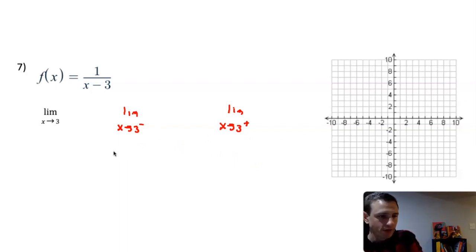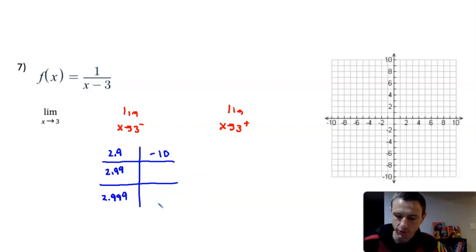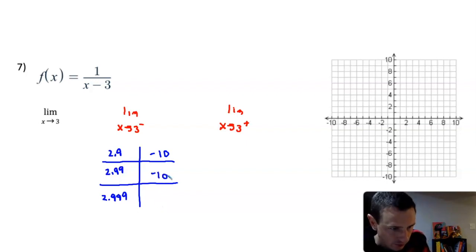So let's see, 3 from the left, we want to take some x values. X approaches 3 from the left, so that's going to be 2.9, and then 2.99, and then 2.999. Let's go ahead and fire those out real quick. So 1 divided by 2.9 minus 3 is going to be negative 10. It's kind of interesting. Let's try 2.99. So 1 divided by 2.99 minus 3 is negative 100.